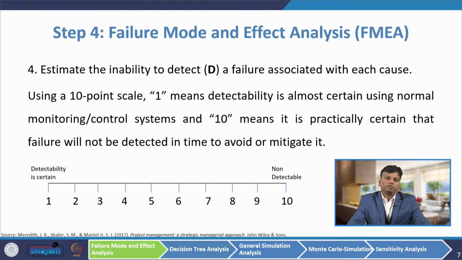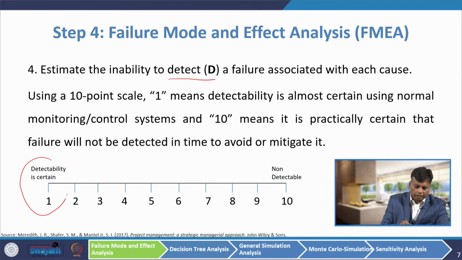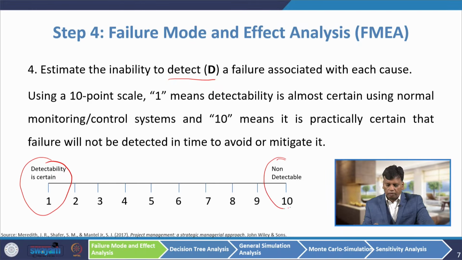Step 4 of failure mode and effect analysis is to estimate the inability to detect a failure, which we call D, associated with each cause. We have to apply some score for this D. Using a 10-point scale, if you give 1, detectability is almost certain, so we can easily detect it, but if you give 10, it is very difficult to detect that risk. So 1 represents that detectability is certain, and 10 represents very difficult to detect.